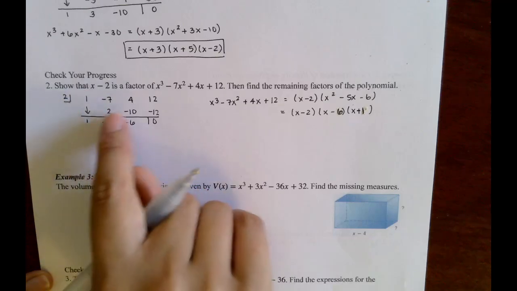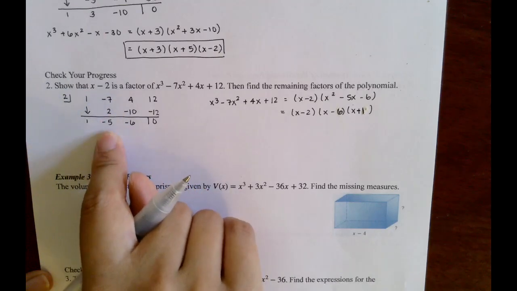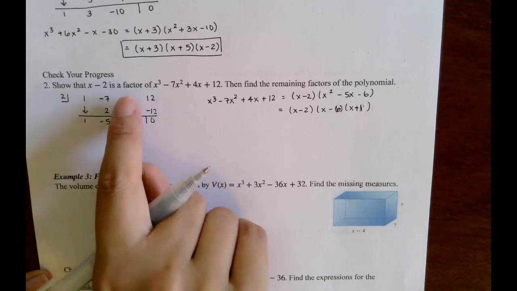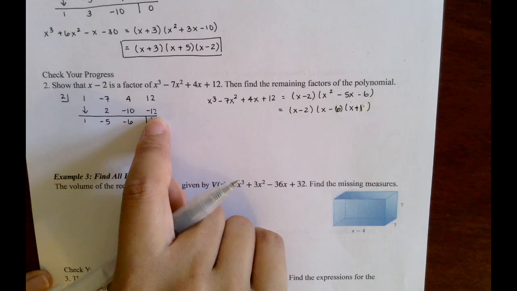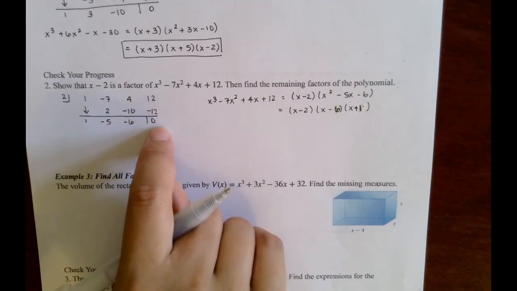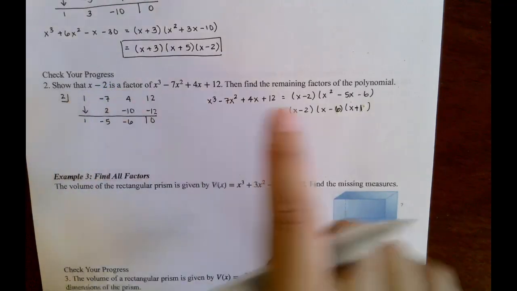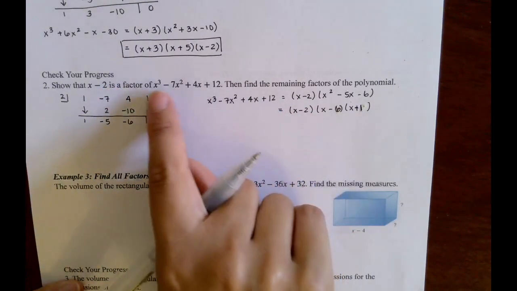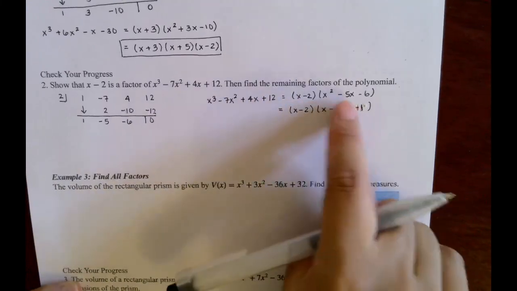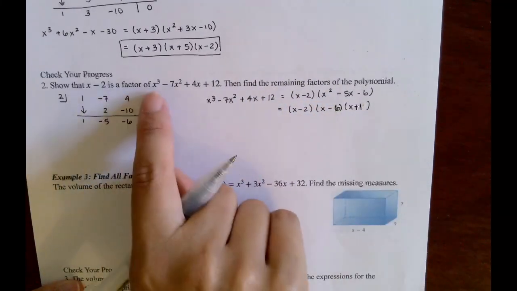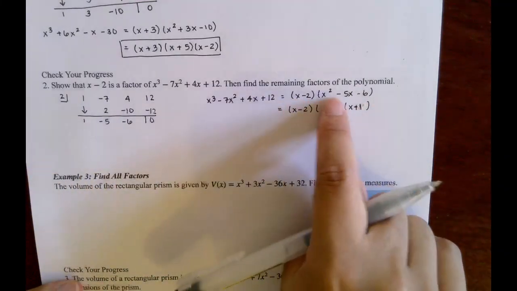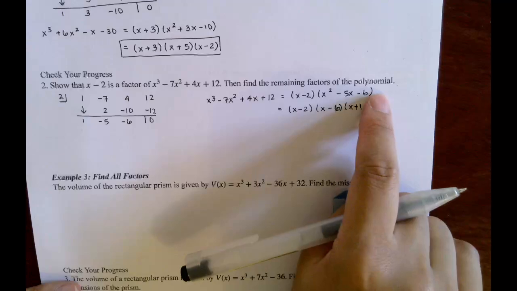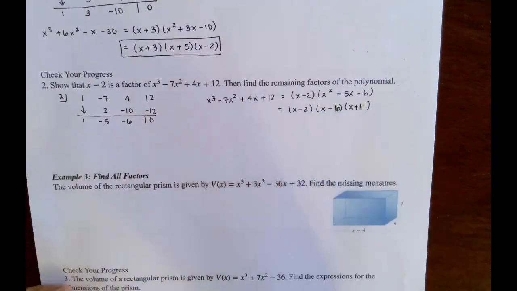Drop the 1. 2 times 1 is 2. And the negative 7 plus 2 is negative 5. 2 times negative 5 is negative 10. 4 minus 10 is negative 6. 2 times negative 6 is negative 12. 12 minus 12 is 0. Because my remainder is 0, that tells me that x minus 2 is one of the factors, which is why I can then rewrite the original polynomial as x minus 2, and then the depressed polynomial, since it starts with x cubed, it'll now be x squared minus 5x minus 6, which you see here. Then I factor this further to be x minus 6 and x plus 1.